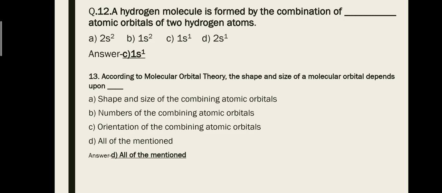1s1. Question number 13. According to the molecular orbital theory, the shape and size of a molecular orbital depend upon option A. Shape and size of combining atomic orbitals. Option B. Number of the combining atomic orbitals. Option C. Orientation of the combining atomic orbitals. Option D. All of the mentioned. The correct answer is D.